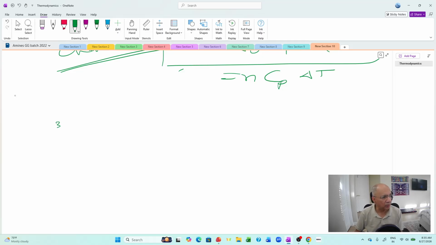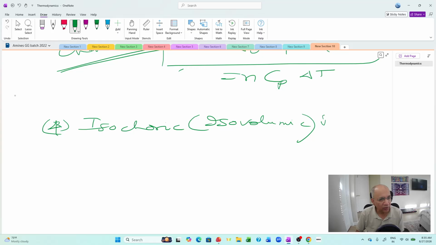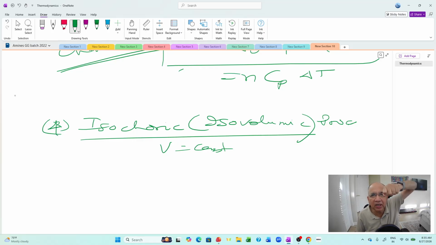Then coming to the isochoric process, or isovolumic, as some people call it. That means V is constant. Either you have a sealed container, as I was explaining with the bomb calorimeter, or any experiment you carry out in a closed container, or by chance del n is equal to 0, so there is no volume change. Whenever volume is constant, that is called an isochoric process.